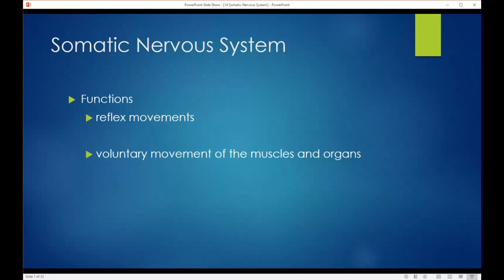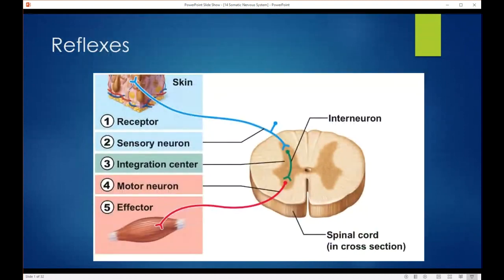So the somatic nervous system, this really big job is for reflex movements, so for protection of us, as well as voluntary movements of our muscles and our organs. So with reflexes, we start with the receptor within our skin. That receptor within our skin is going to be sensing usually some sort of pain because we often don't have a reflex response unless there is a sense of pain.